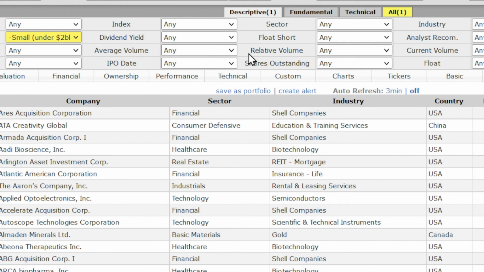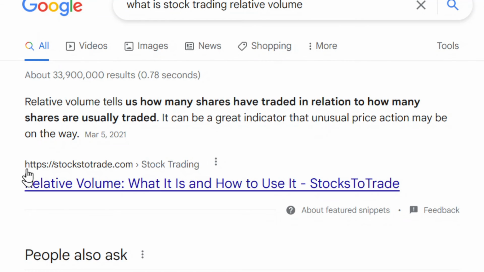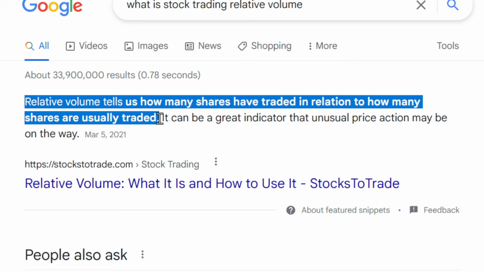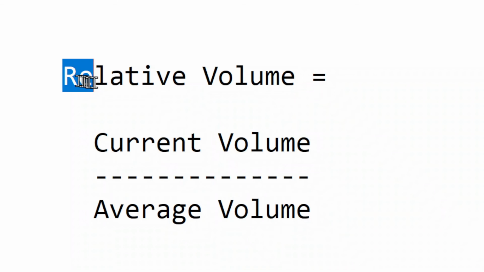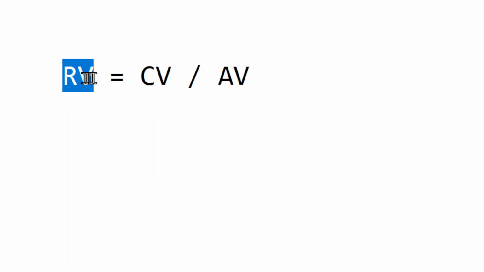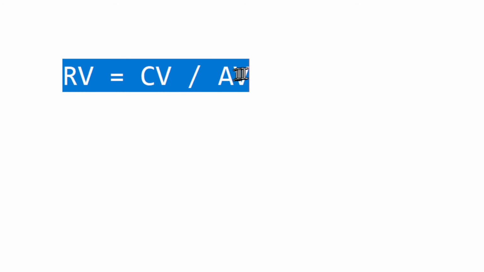What we want to look at is relative volume. What is relative volume? Relative volume tells us how many shares have traded, like for the day currently, in relation to how many shares are usually traded. Another way of saying that is it's a ratio of current volume divided by average volume, and that does give you a trend. Relative volume equals current volume divided by average volume.